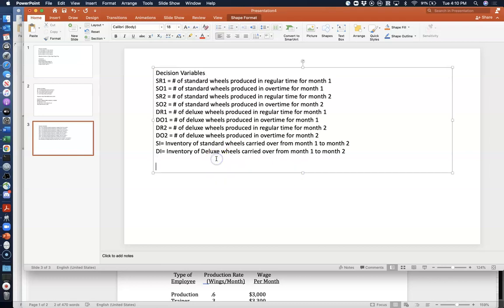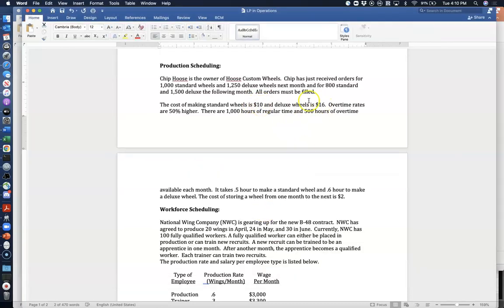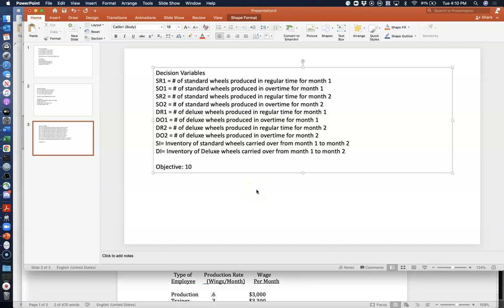Right. Step 2 is the objective. The objective is to minimize the total cost. So we know that the cost of making a standard wheel is $10, a deluxe wheel is $16, overtime rates are 50% higher, and carryover is $2, right? So it's $10 times the total number of standard wheels that you make in regular time. So that's SR1 plus SR2. These are all the standard wheels that you make in regular time over both months that cost you $10, plus $15 times SO1 plus SO2.